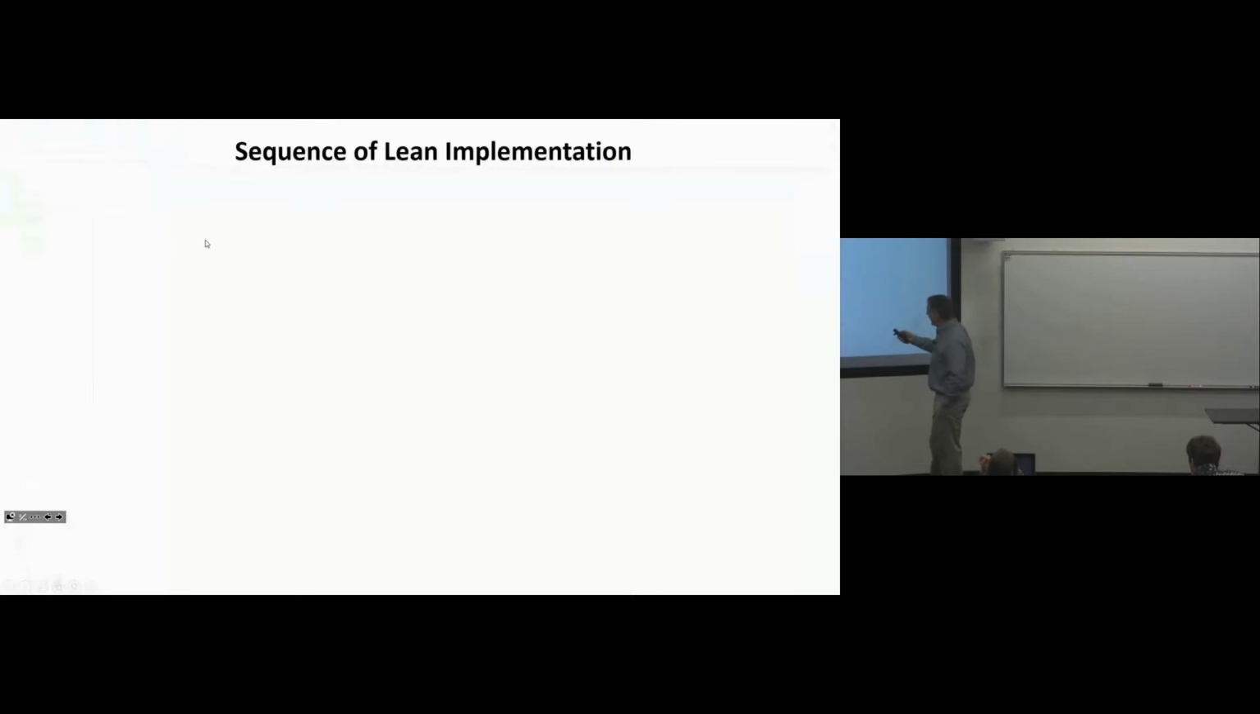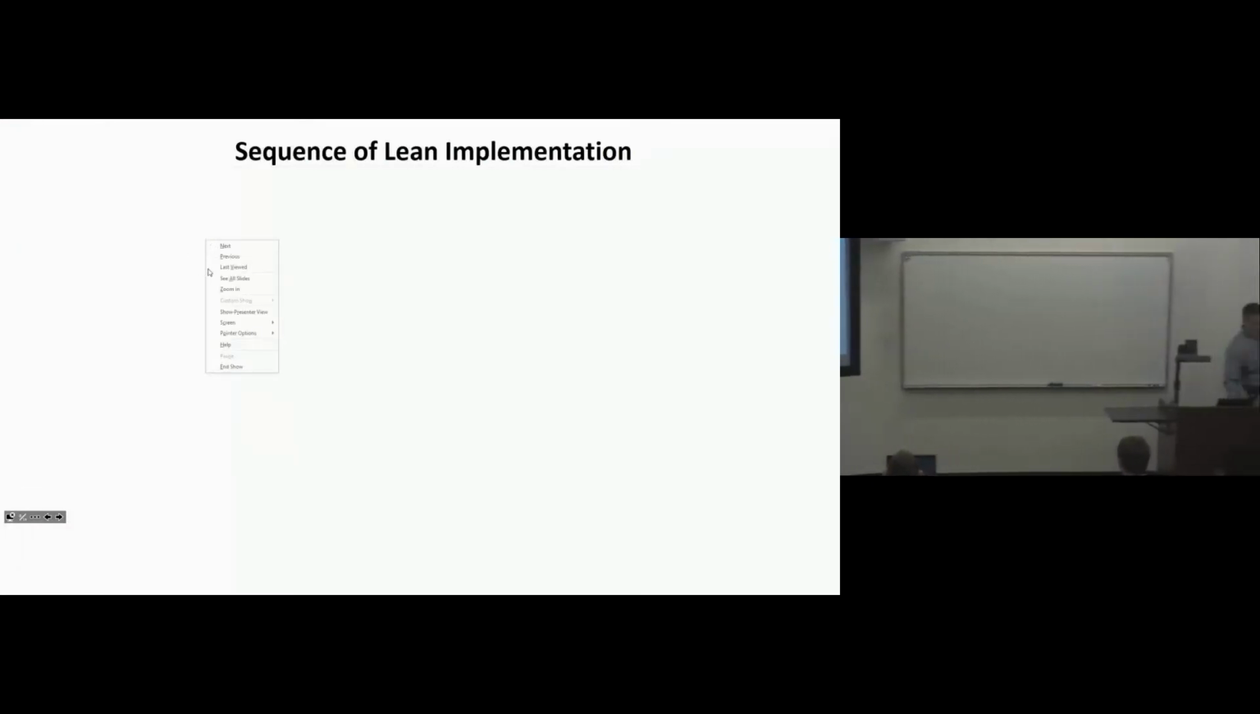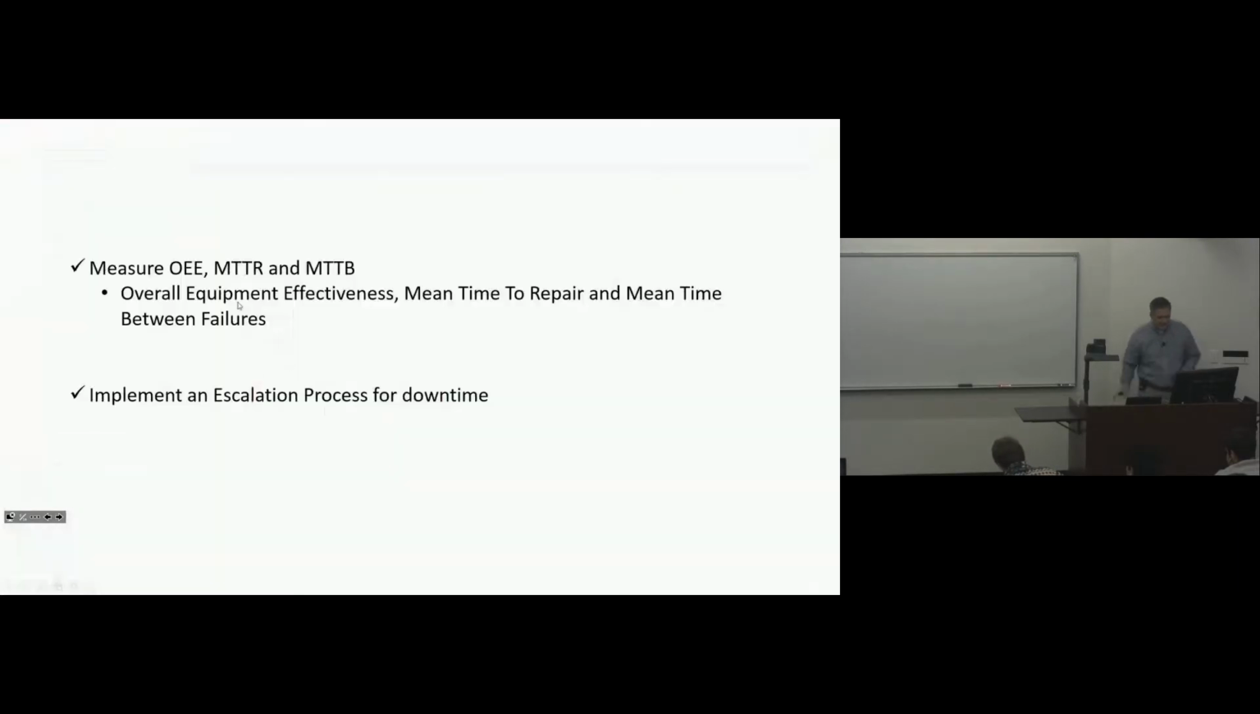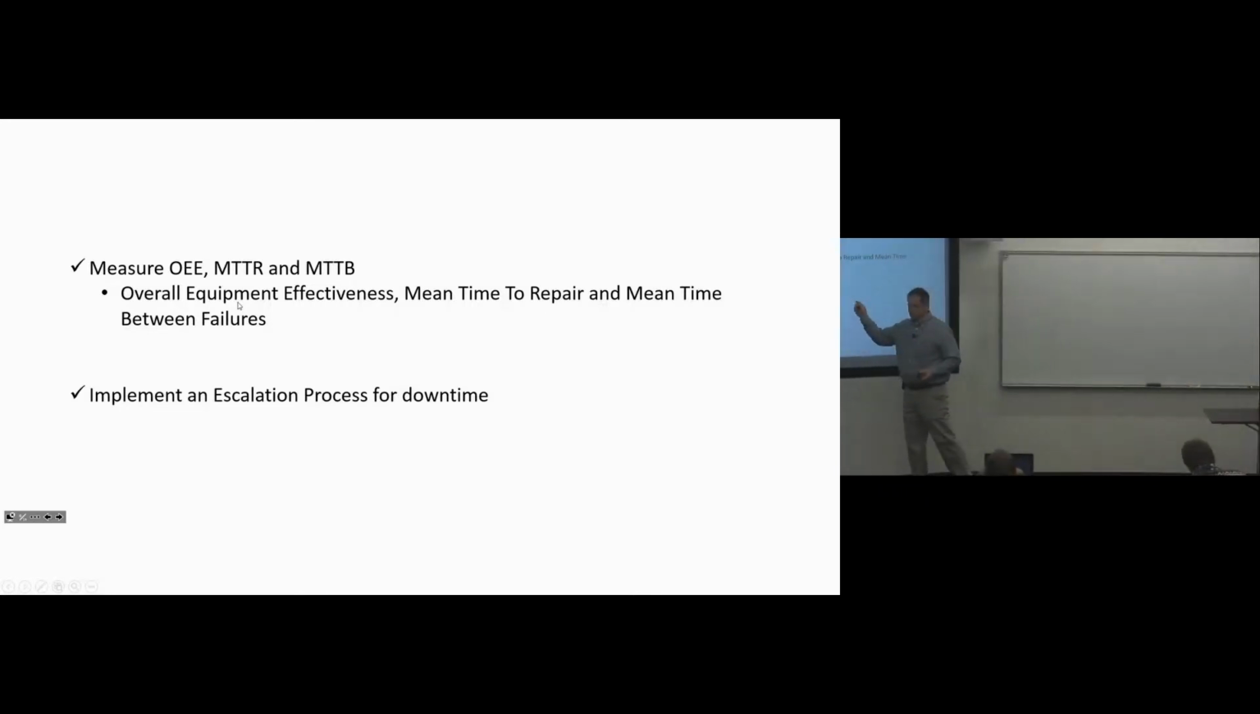Implement an escalation process for downtime. We did this at Continental also, at Teledyne. So if the machine's down half an hour, I think we had it 15 minutes, contact the first level of escalation. So that'd be a text to a group of people.